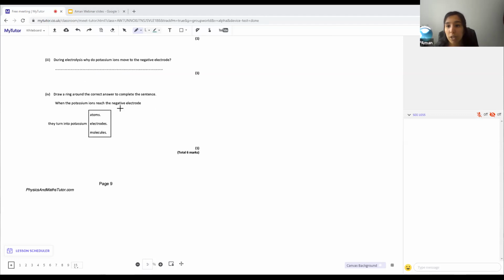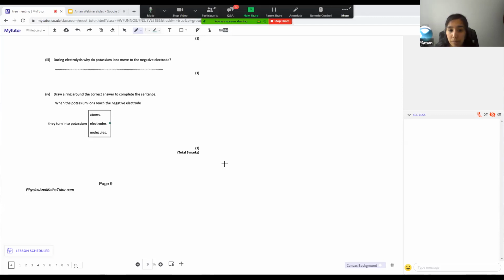Draw a ring around the correct answer. When the potassium ions reach the negative electrode, they turn into potassium what? Good, yes, atoms. They turn into potassium atoms. They're not going to turn into electrodes because that would just be odd. The electrodes are usually carbon electrodes. So they go to the electrodes to produce potassium. Molecules are what are produced between non-metals. So they're not going to produce molecules because it's a metal. So the only answer then is an atom. And that's essentially what's occurring because it becomes neutral. So well done, everyone that said atoms.